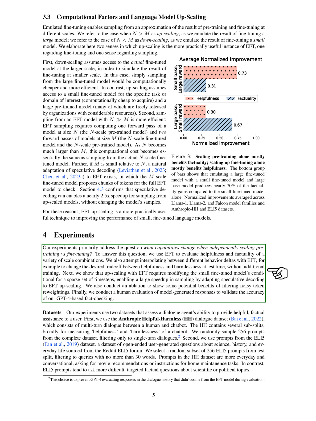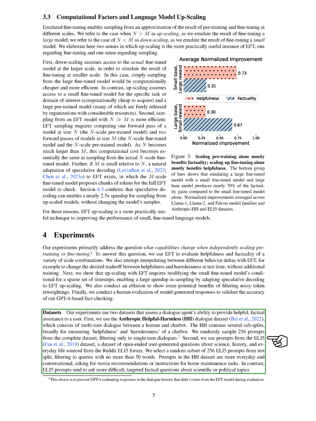We also carried out an ablation study to show the potential benefits of filtering out noisy token reweightings. Lastly, we conducted a human evaluation of the responses generated by our model to verify the accuracy of our fact-checking based on GPT-4. We used two datasets for our experiments. The first is the Anthropic Helpful Harmless (HH) dialogue dataset, which consists of conversations between a human and a chatbot. We randomly selected 256 prompts from this dataset, focusing on single-turn dialogues.